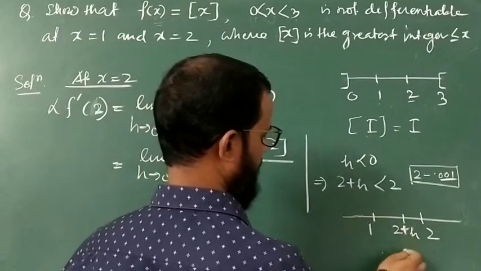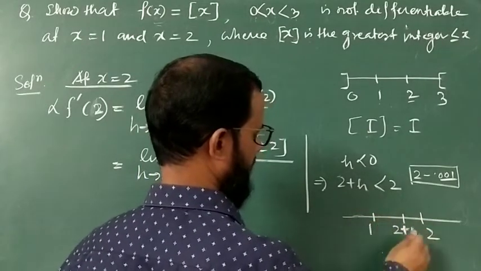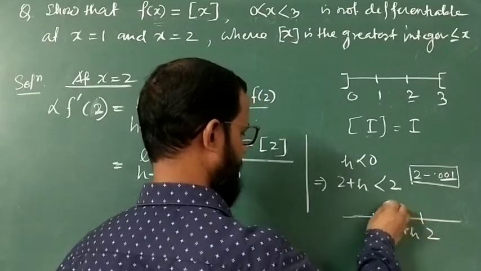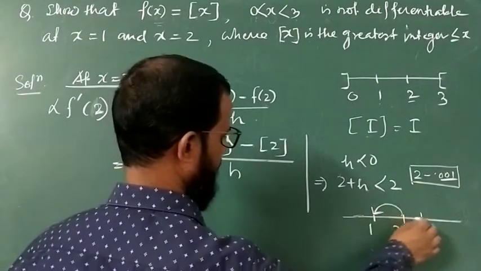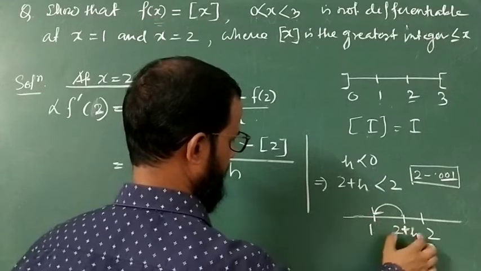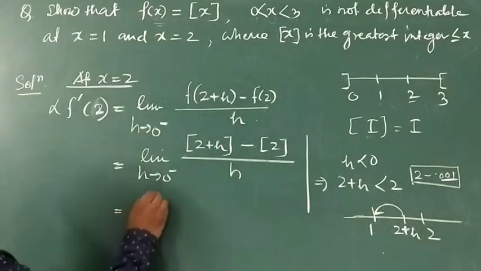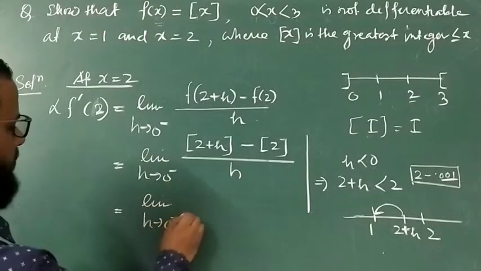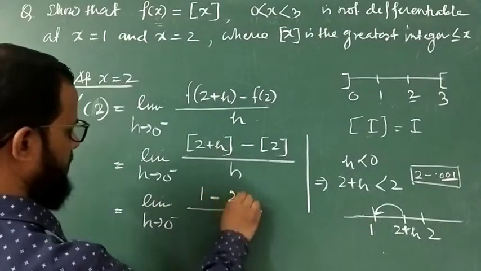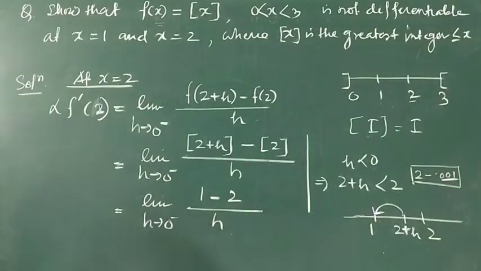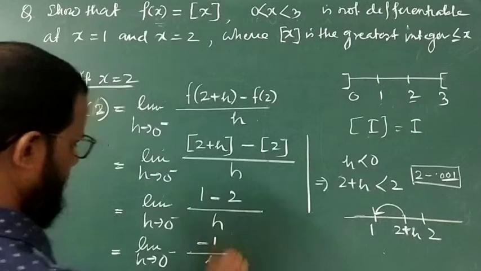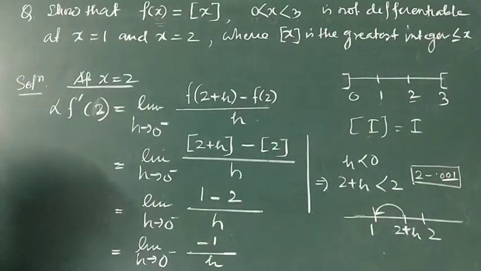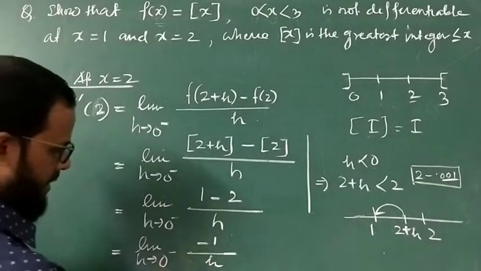Okay, so ultimately 2 plus h lies between the interval 1 and 2, and we know that the box of a number lying in an interval is automatically the left end point of the interval. So what will be the value of box 2 plus h? It becomes limit h tends to 0 minus, 1 minus 2 divided by h. And finally we are getting limit h tends to 0 minus, minus 1 by h. And if you put the approximate value h equal to 0, then it is undefined. You write undefined.